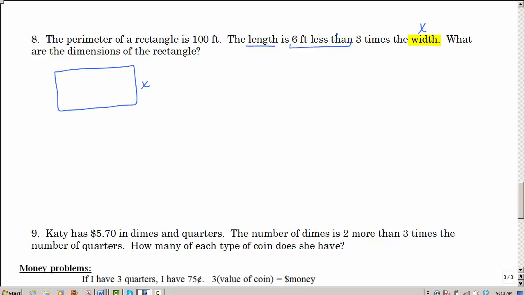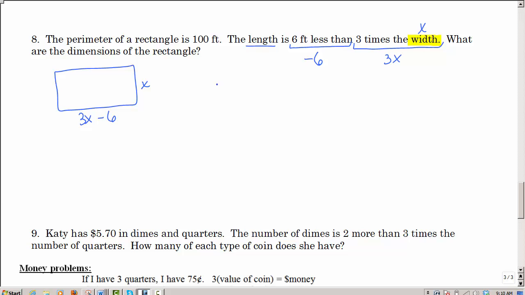Now this is different than plus. Subtraction does make a difference in what order. So 6 feet less than means I want to take away 6 from something. Not 6 minus, but minus 6 from something. Well, what is that something? 3 times the width. Right? So I want 3x minus 6.